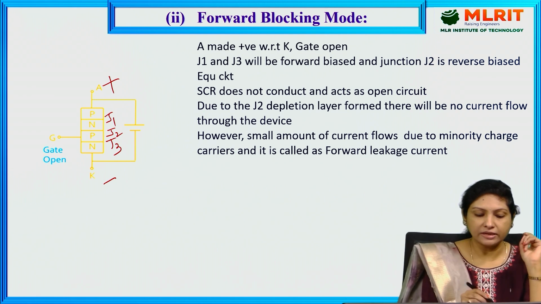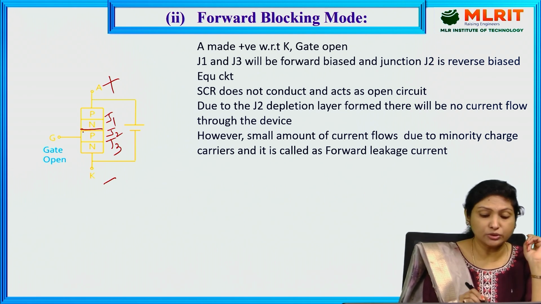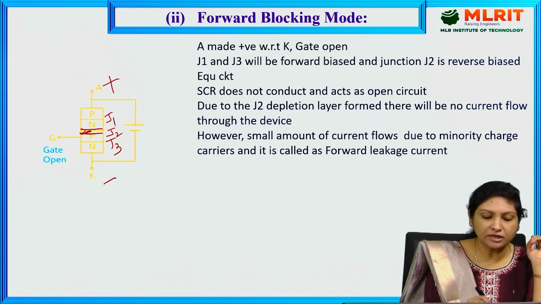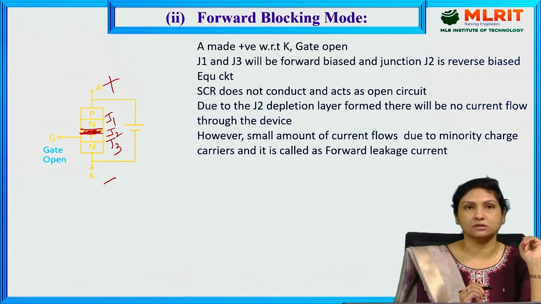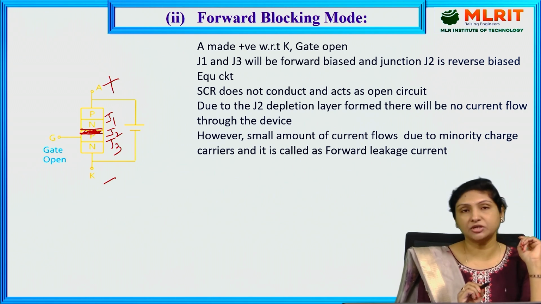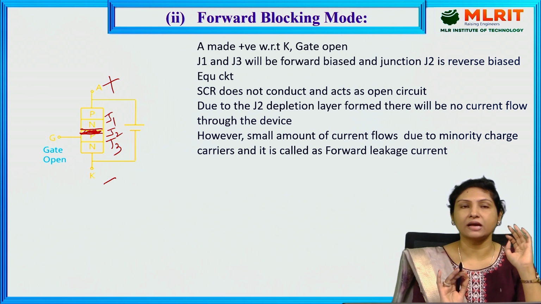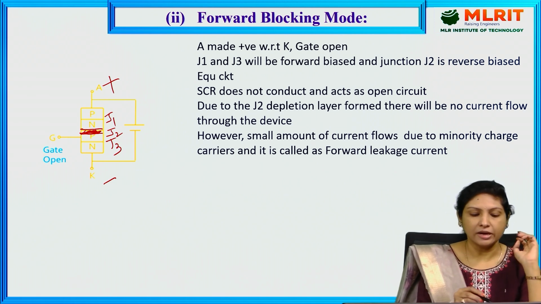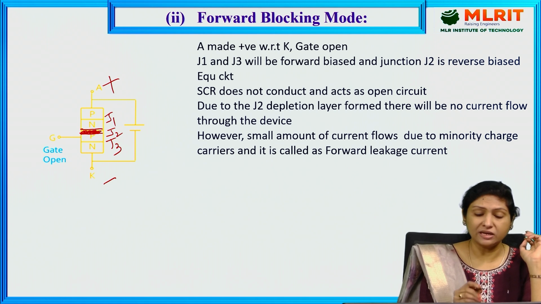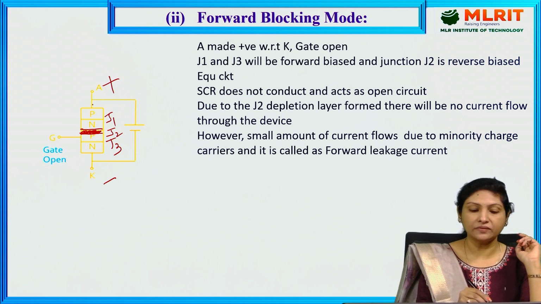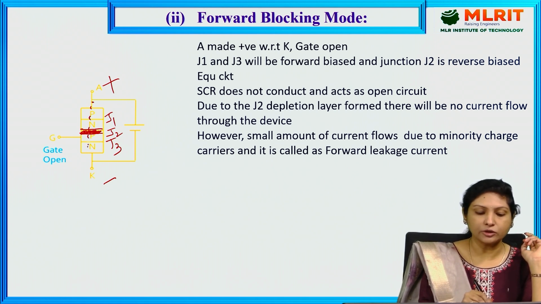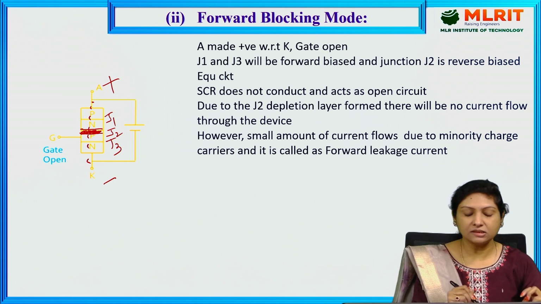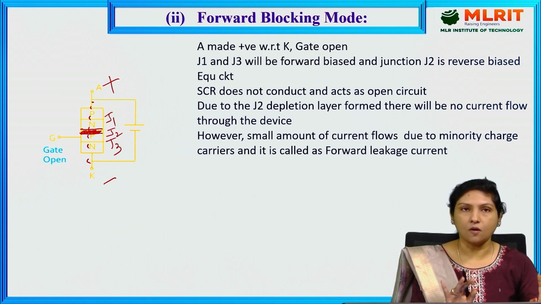That means only J2 is reverse biased, in the sense there is a certain amount of depletion layer which is actually present. So this depletion layer is acting as a potential barrier. Potential barrier in the sense it is acting like a wall in between, and it is not allowing any free flow of the electrons through it. So that is the reason this will be in the off state.